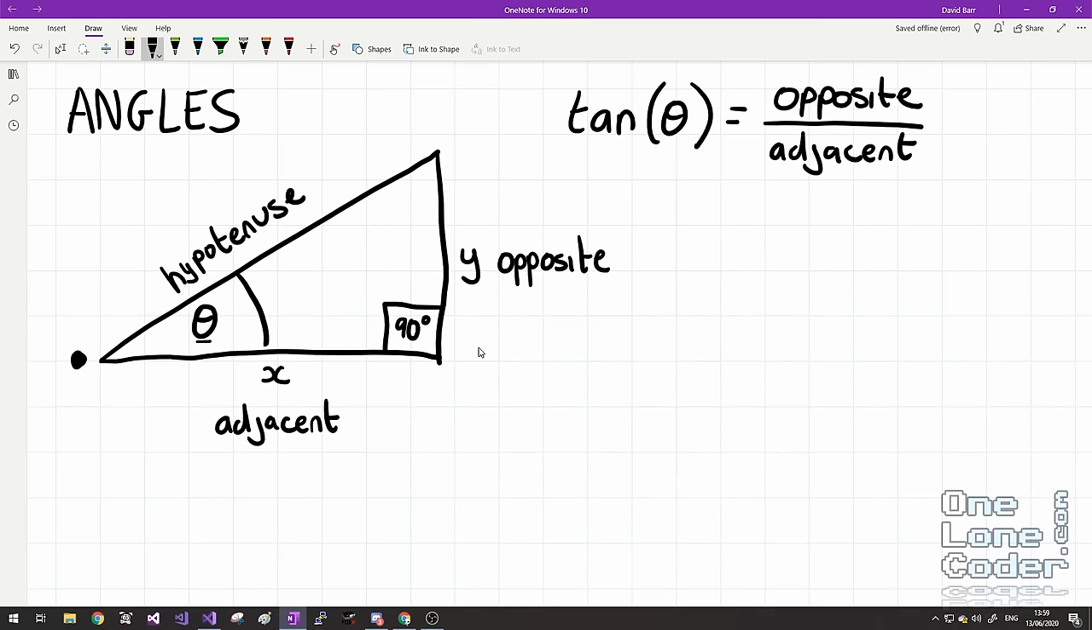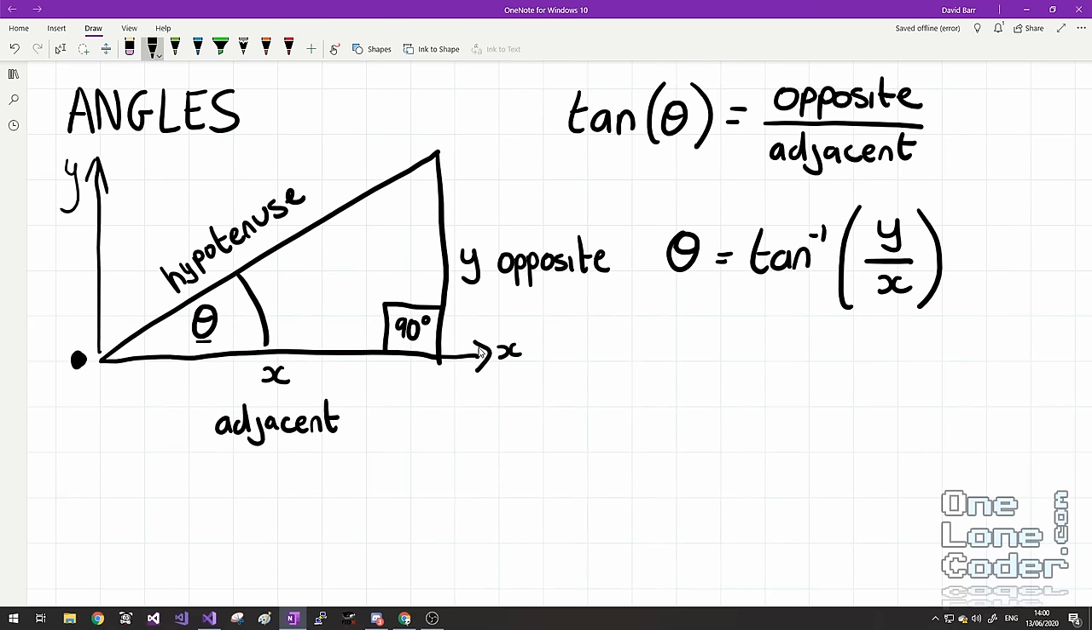It's a ratio, and therefore we can also assume that theta is equal to the inverse tangent, so it's tan with a little minus 1, of the same thing. And just to keep the writing down, I'm going to use y over x. And so that's simple enough. A hypotenuse could be a vector. We know how to calculate the length of a vector now, and we know its direction, and we know how to break it into its x and y components. We can work out the angle of that vector relative to the x-axis.